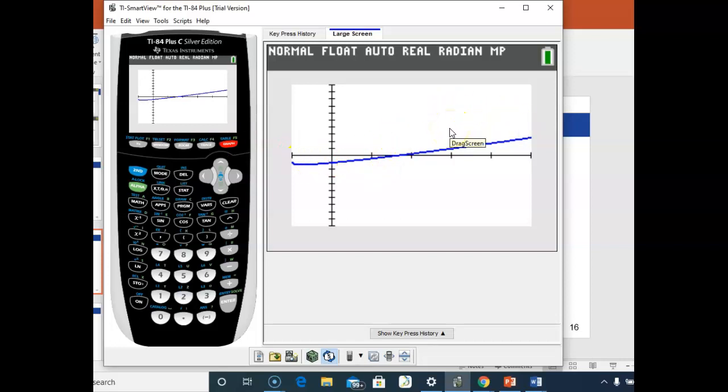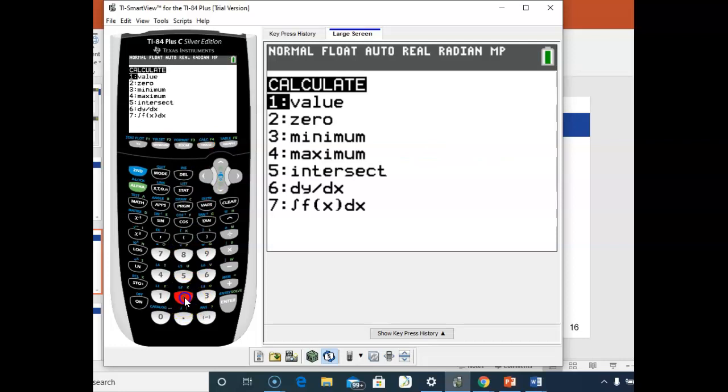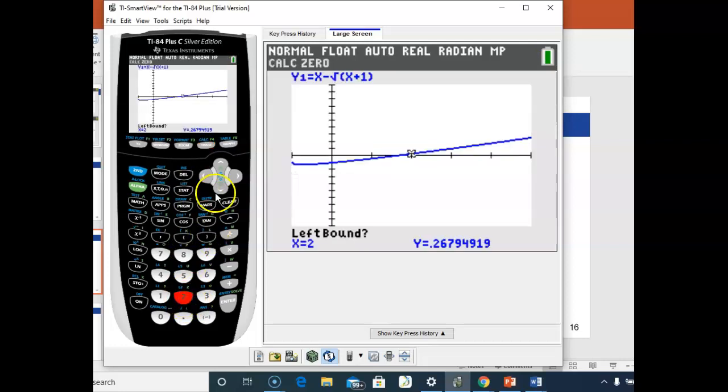Okay, so we're looking specifically at this interval. It really doesn't matter what's happening outside of that, but we want to check on this. So here is going to be the 0 that we're looking for. So I'm going to do second trace again. I'm going to choose 0, and then I'm going to go slightly to the left of that and press enter.